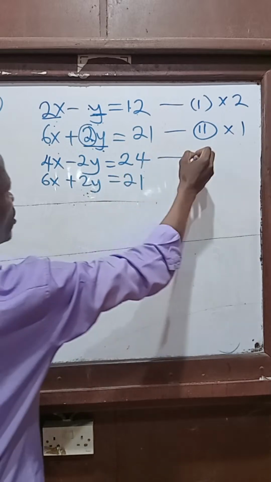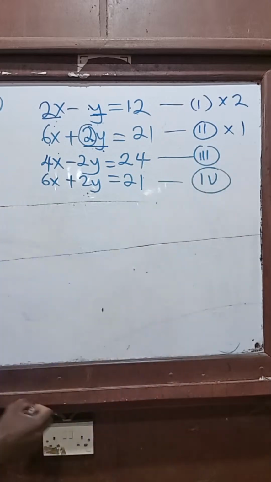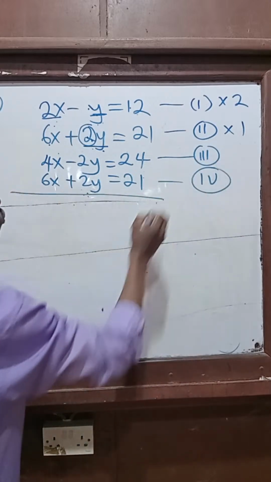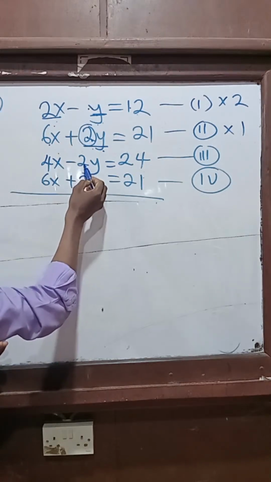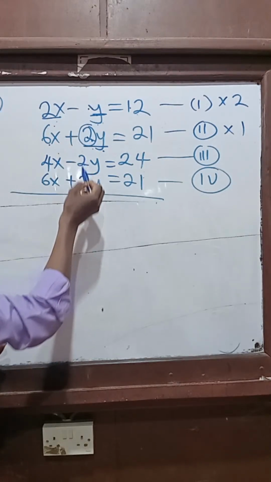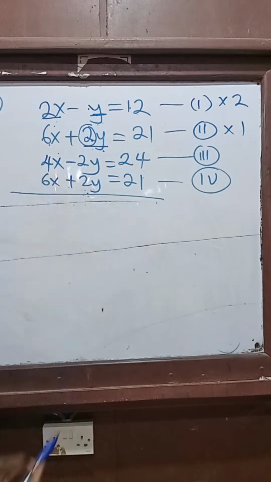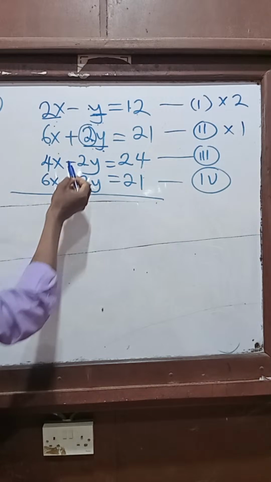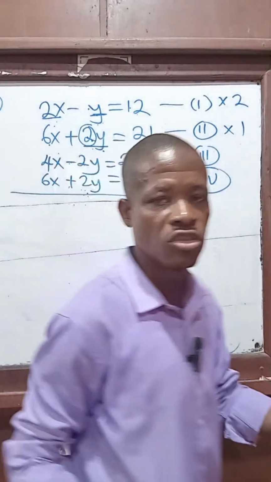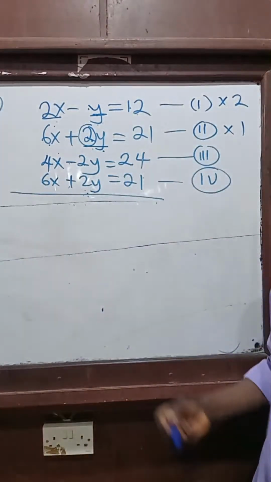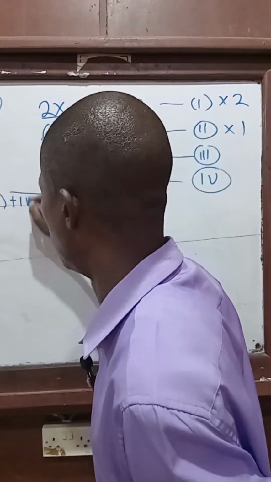21. So call this one equation 3, call this one equation 4. Then you now check what you have. Now the coefficient is not the same. This is 2, this is 2. But this is minus, this is plus. This is minus, this is plus. So in that case, we are going to add the equations together. Equation 3 plus equation 4.